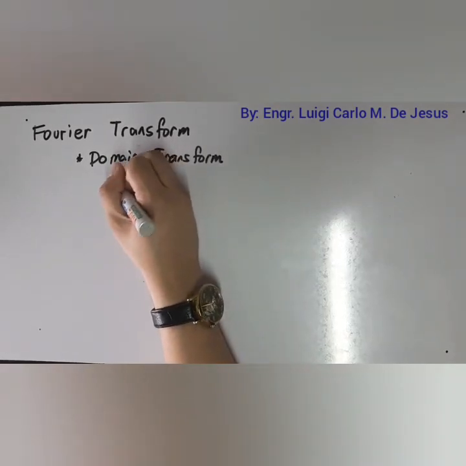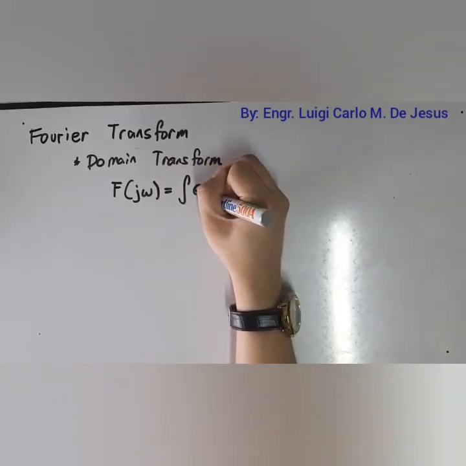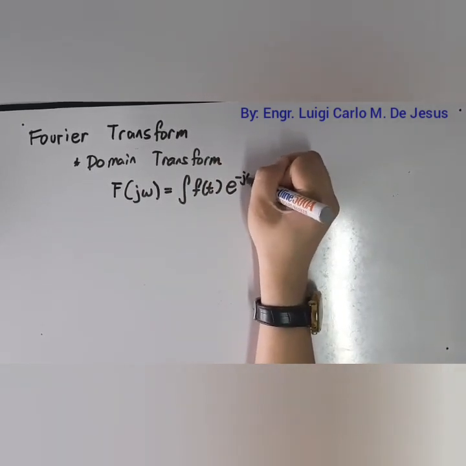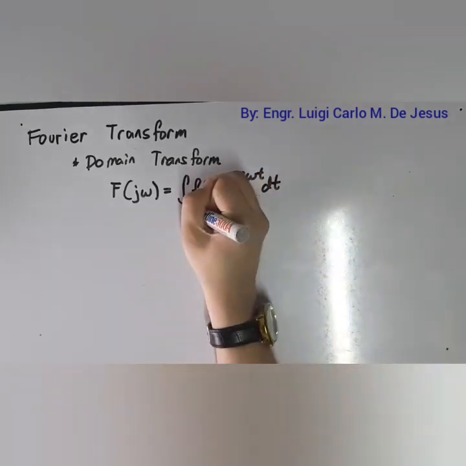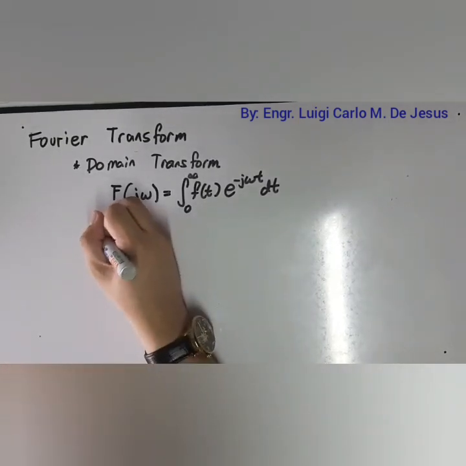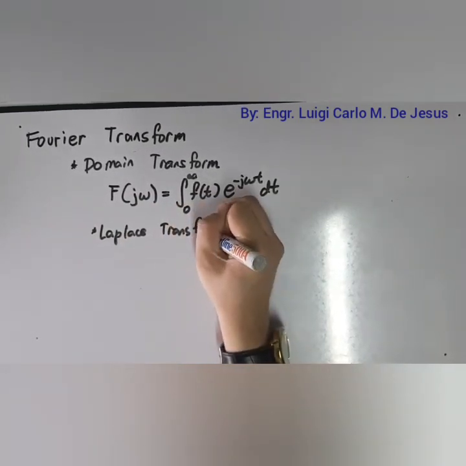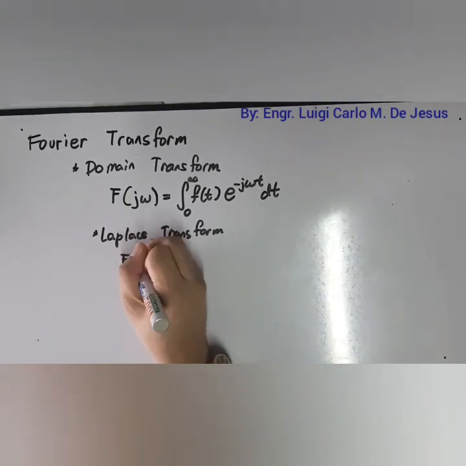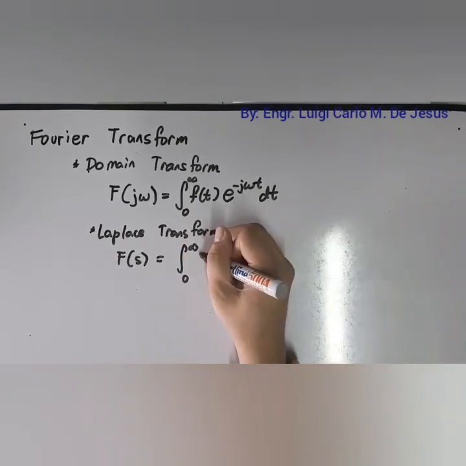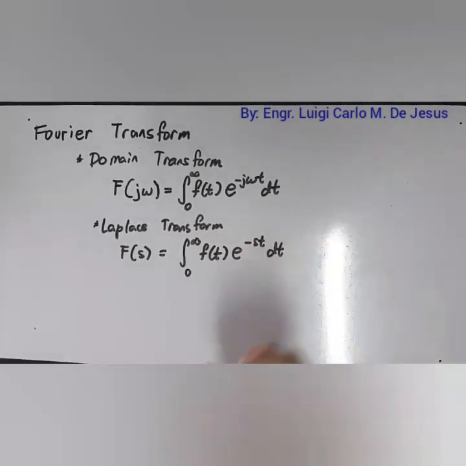Now, the equation of the Fourier transform: F of j omega is equal to the integral of f of t e to the negative j omega t dt from 0 up to infinity. Now, if we recall our Laplace transform, another type of domain transformation, how do we get the Laplace transform? That is F of s equals the integral from 0 to infinity of f of t e to the negative st dt.